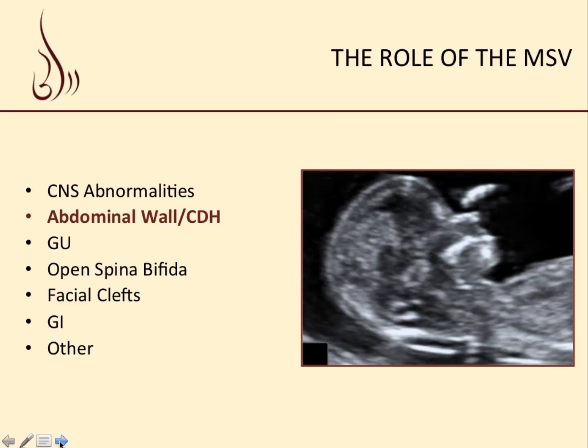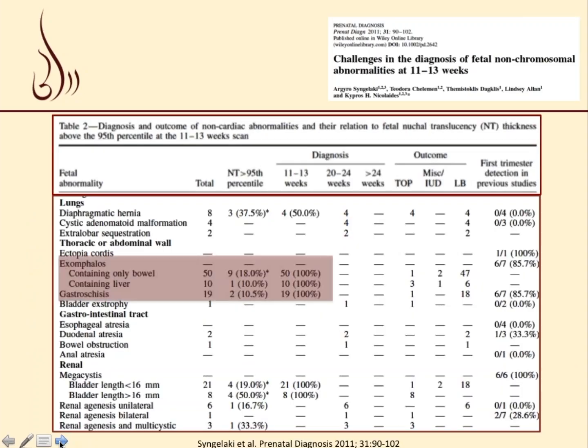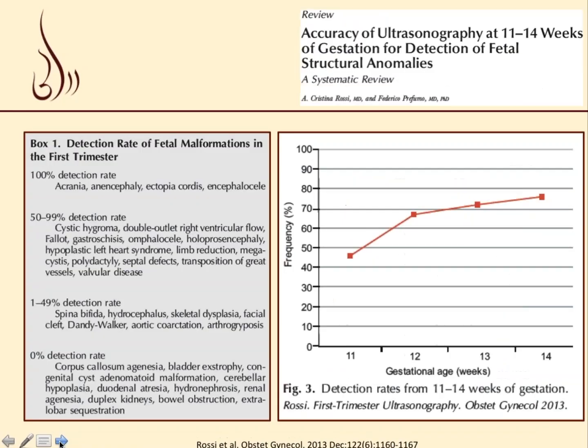With respect to abdominal wall defects, now abdominal wall defects would be much easier to detect in comparison to congenital diaphragmatic hernias. So from a midsagittal view, you would be able to see an abdominal wall defect, not necessarily congenital diaphragmatic hernia. And this is according to the Nicolaides' group. The NT greater than the 95th centile was abnormal in only up to 18% of those cases, but sonographically 100%. This is not congenital diaphragmatic hernia, this is abdominal wall defects. And these fall in the 50 to 99% detection rate.